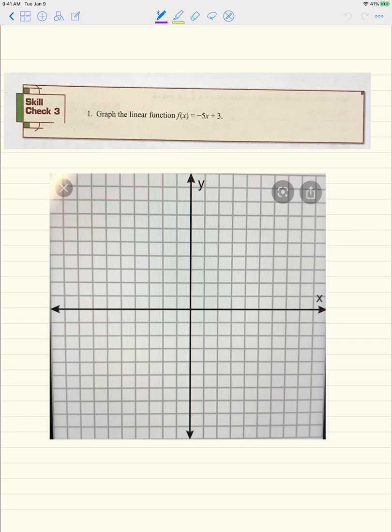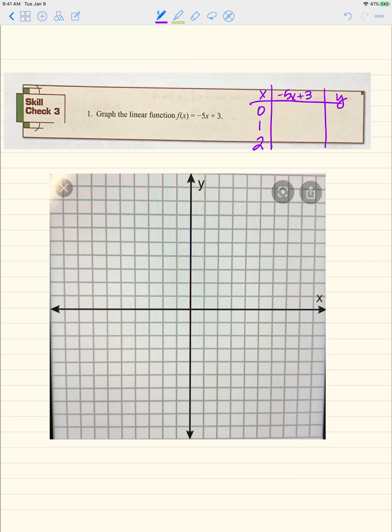Skill check number 3, graph the linear function f of x is equal to -5x plus 3. Step number 1, make a table and pick some values for x. So I'm going to go ahead and I'm going to do 0 for x and 1 for x and 2 for x.